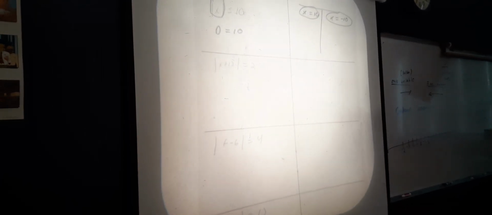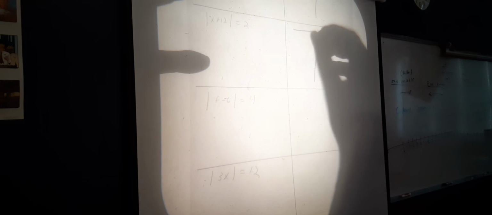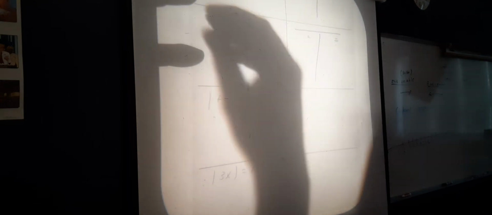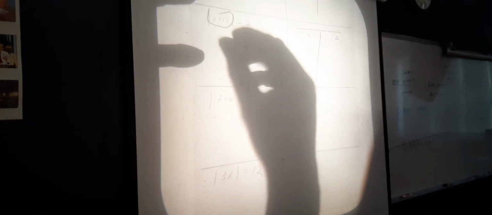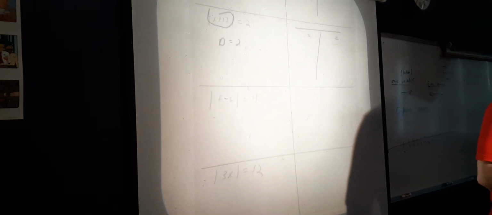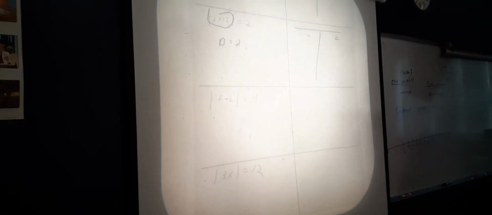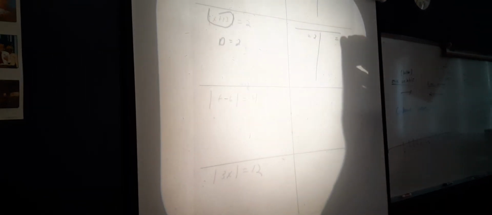Okay, next problem. We have the absolute value of x plus 12 equals 2. Okay? So equals, and I will replace my absolute value with d. D equals 2. So to have a distance of 2, you could be at +2. And you could be at -2.